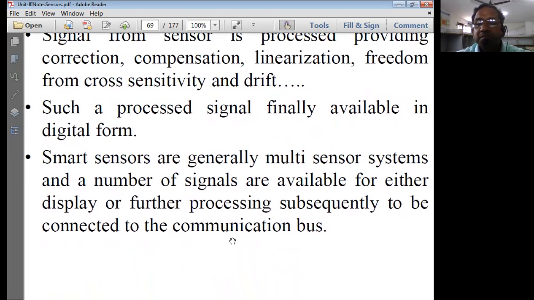Now usually the smart sensors come with multi-sensor systems, and the number of signals available for either display or signal processing is subsequently connected to the connection bus. So smart sensors are always going to communicate with other sensors in the domain or application under consideration. So in that process, data has to be transferred. Now, how do we transfer the data?